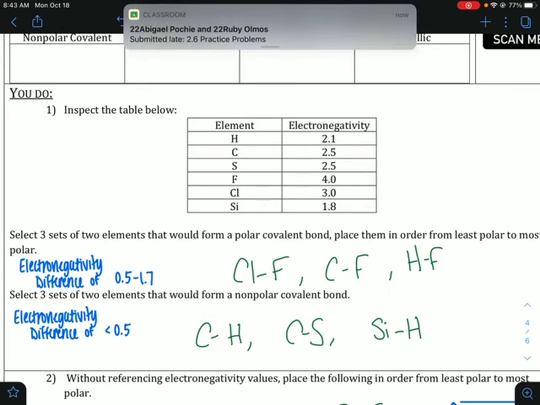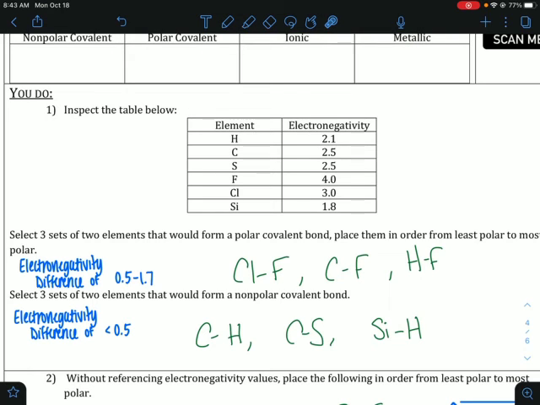Least polar is going to have the smallest difference in electronegativity, okay? So Cl and F. Cl and F is going to give me an electronegativity difference of about 1. C and F gets a little bit more, about 1.5. And H and F is even greater than that, okay?